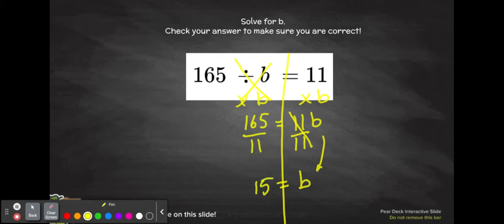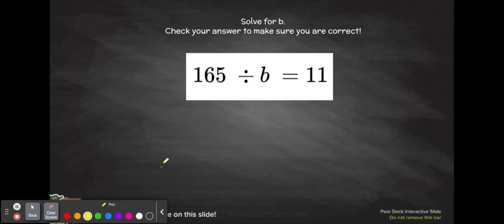So I would have to switch. It was almost a two-step problem in this case, where I switched b from one side to the other, and then I was able to divide by 11. Now, if you'll notice, I ended up with 165 divided by 11 equals b. So when I clear my screen and I go back, I'm going to show you kind of a little shortcut.